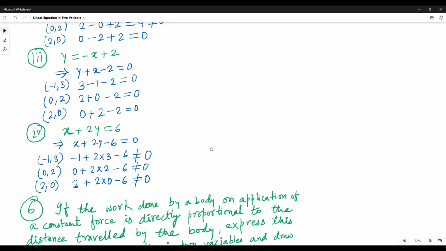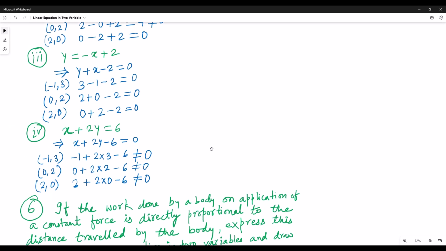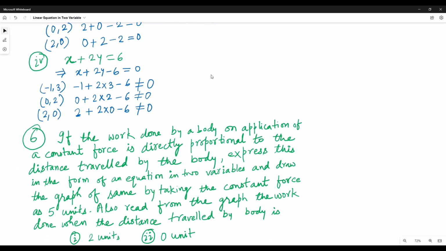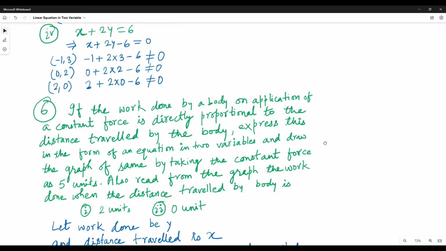So we will see that y equals minus x plus 2 is the equation, because for all these 3 points this equation is true. Okay, so this is another exercise.